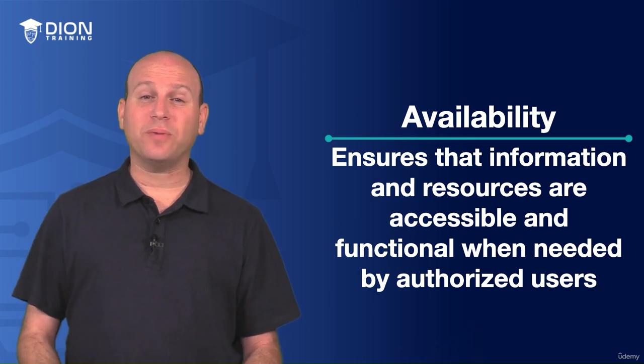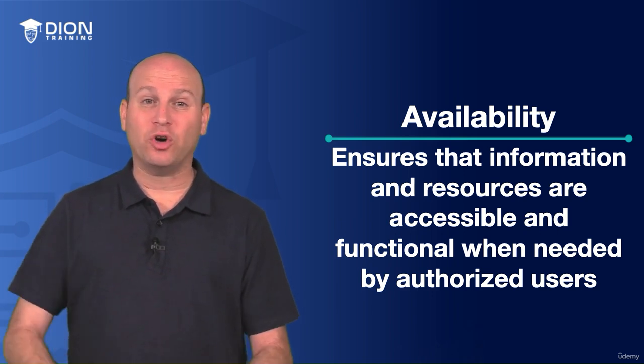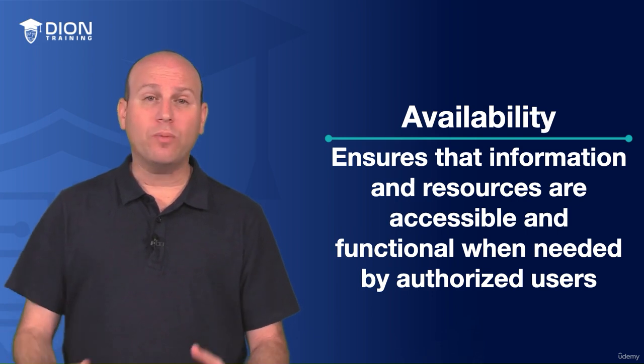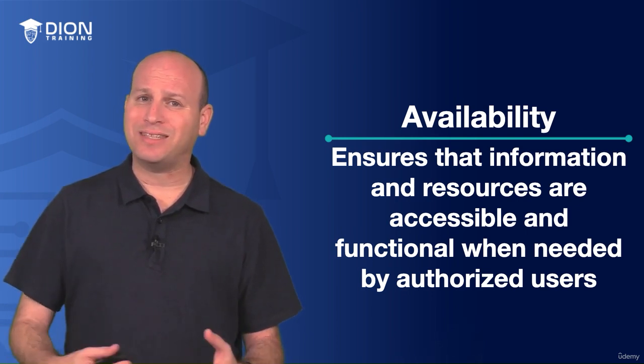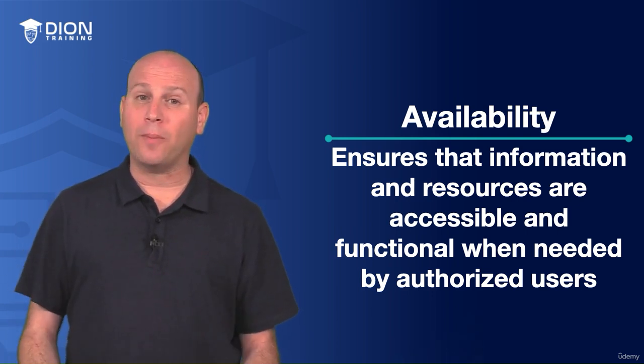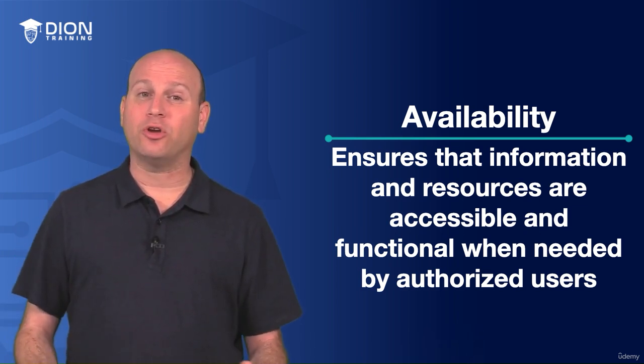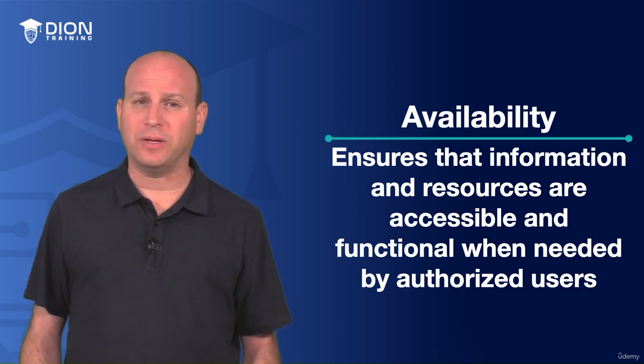Availability ensures that information and resources are accessible and functional when needed by authorized users. So a good example of availability would be your website when you implement redundancy measures to ensure it remains online and up anytime, regardless of how much traffic it's receiving. So even if you have a period of high traffic, it'll be able to handle that due to your redundancy, and this gives you good availability.